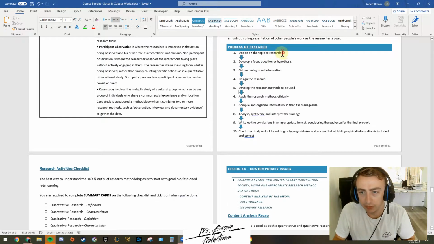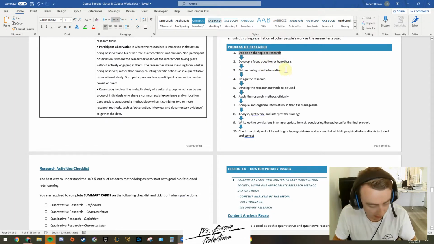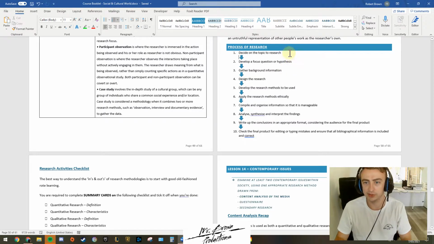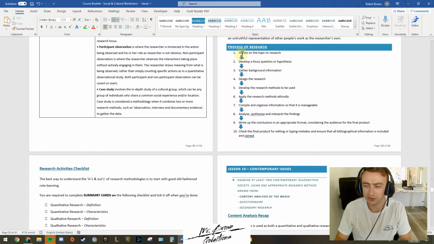So you might even want to paraphrase this. Instead of saying decide on the topic to research, you might just write decide on topic or choose topic. As long as you get the gist of it, that's fine. So whenever you go to research something, this is the process that it goes in. Now you might think, do I have to actually know the specific order that this goes in?